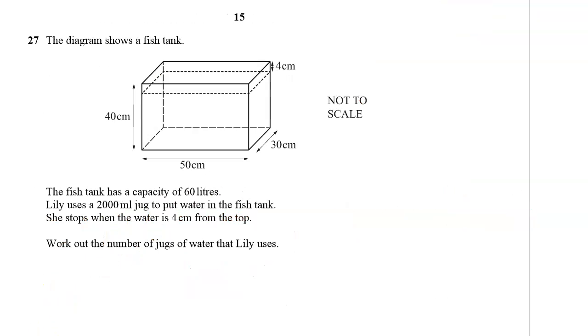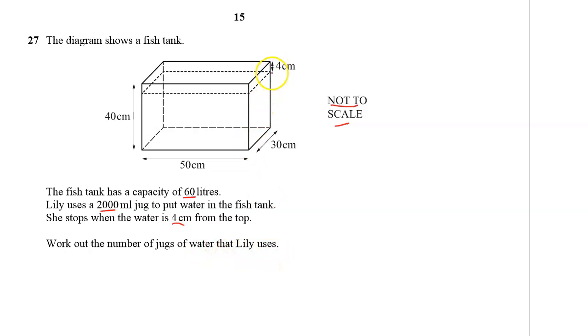Number 27. The diagram shows a fish tank. Okay, not to scale. You can notice that. The fish tank has a capacity of 6 liters. Lily uses a 2000 milliliter jug to put water in the fish tank. She stops when the water is 4 centimeters from the top. Work out the number of jugs that Lily uses.